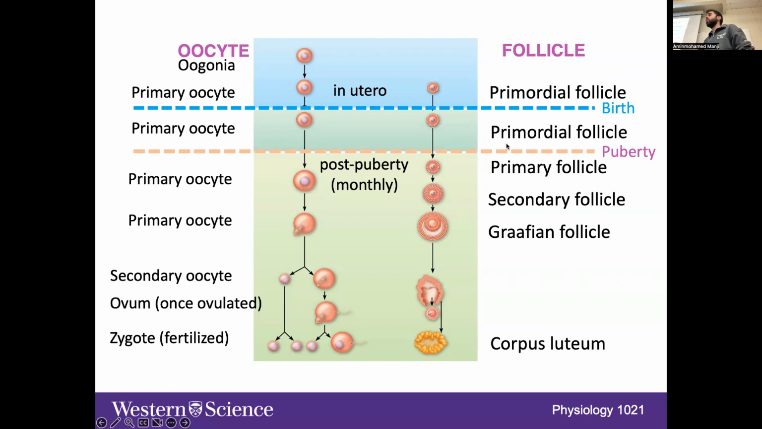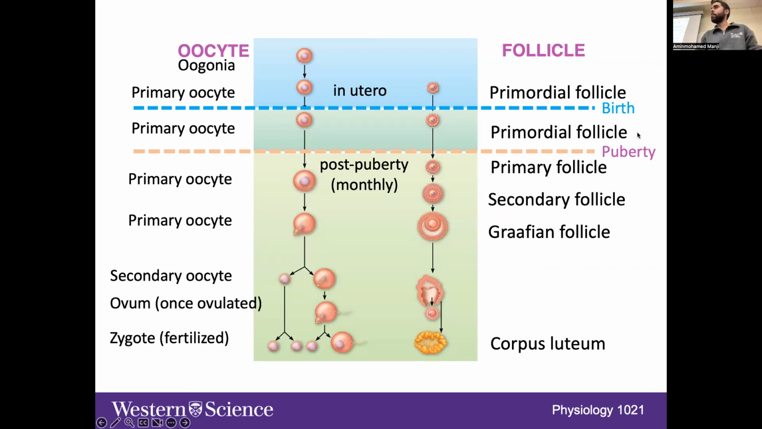But the follicle, the support cells that are surrounding that oocyte, are developing throughout this whole process. This is folliculogenesis. Right, so this is where we talk about the primordial follicle and primary and secondary follicle and the Graafian follicle. These are the support cells that are supporting the oocyte, right? The granulosa cells and the theca cells, right?